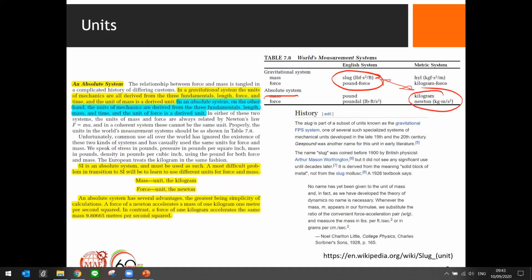Actually, the term slug was invented by this British physicist, namely Arthur Mason Worthington. From his study, he just noticed that there is one thing called mass.